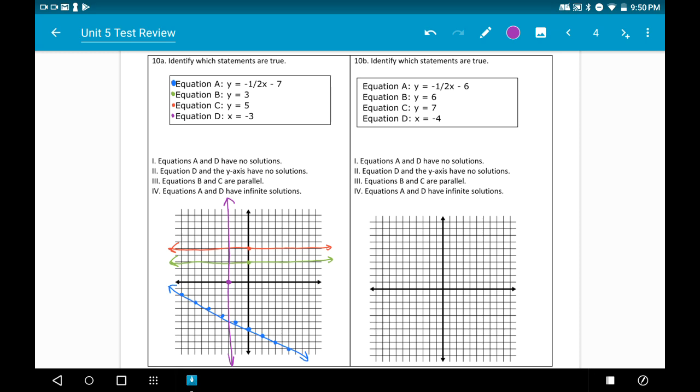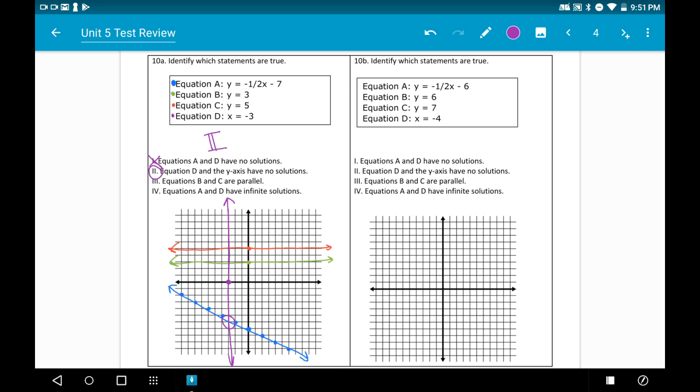Now we're going to figure out which of these statements is true. So one says equation A and D have no solution. So A and D, that would be our blue line and our purple line. So blue and purple, they do have a solution. It's right there. So 1 is not true. Number 2 says equation D, which is purple, and the y-axis have no solution. So purple line is right here. This one is our y-axis. Notice these two are parallel, and parallel lines have no solution. So 2 is one of our answers here.